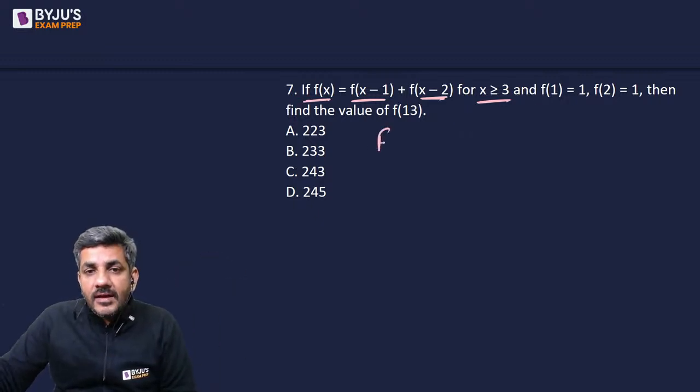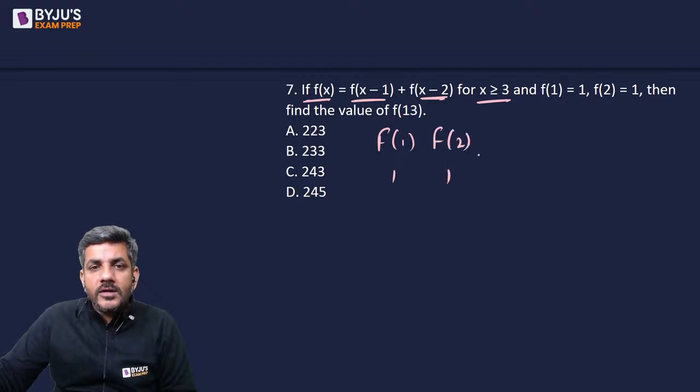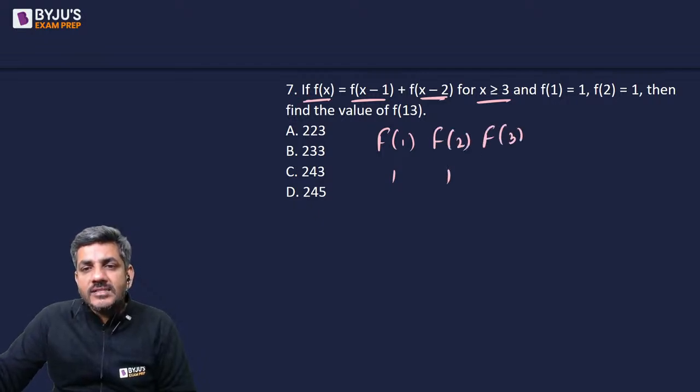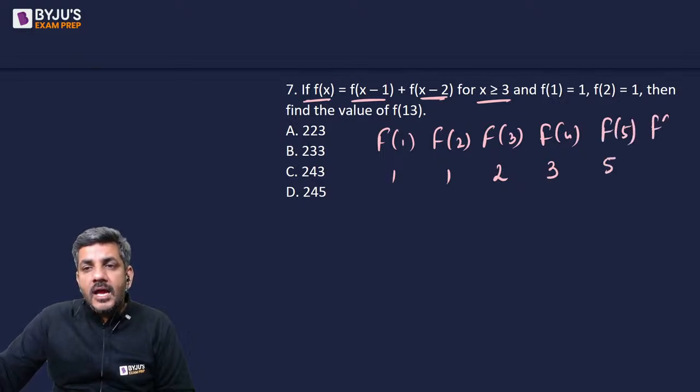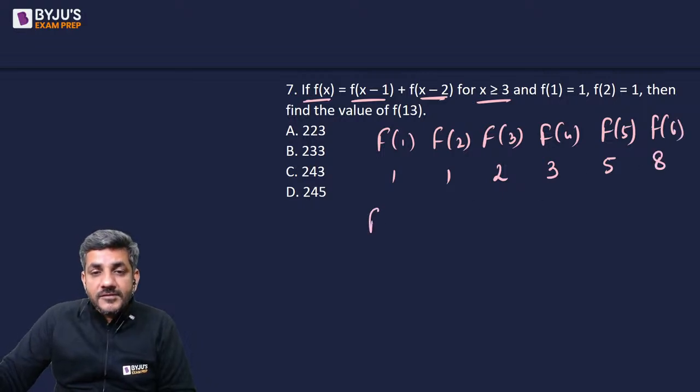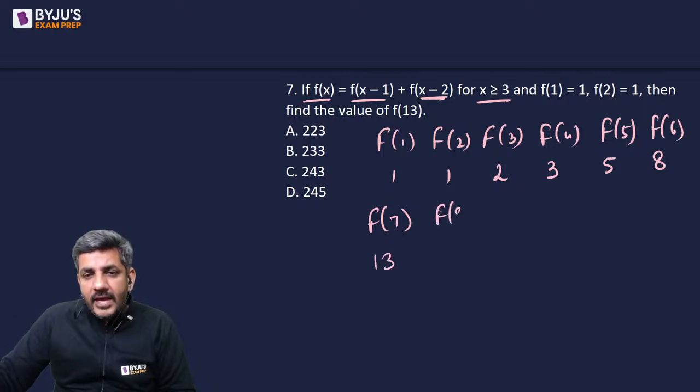F of 1 is equal to 1. F of 2 is also equal to 1. So by this logic, can I say f of 3 would be their sum, that is equal to 2? F of 4 would be sum of these two, that is equal to 3. It is like a Fibonacci sequence. F of 5 would be 2 plus 3, 5. F of 6 would be like 5 plus 3, that is equal to 8. F of 7 would be 5 plus 8, 13. F of 8 is 13 plus 8, 21.